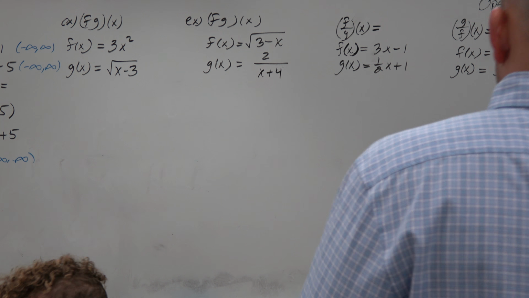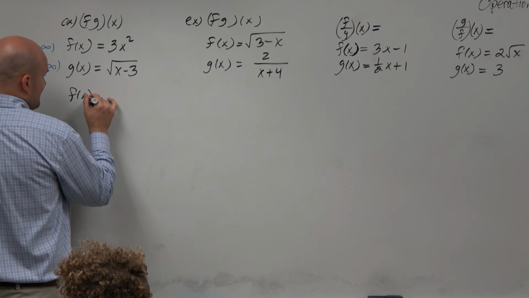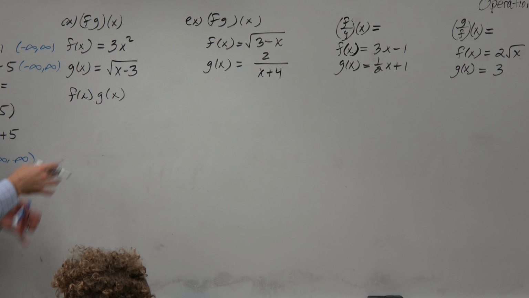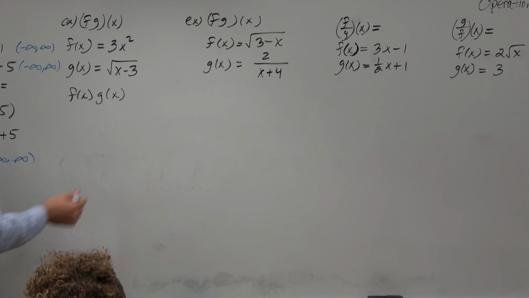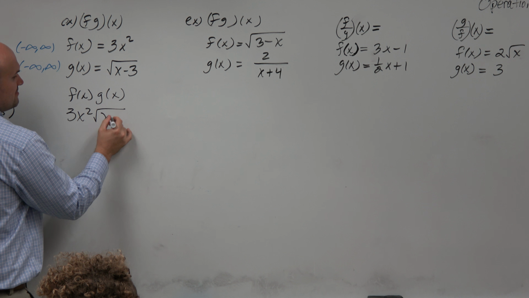So the next one is f of x times g of x. And guys, again, this is basically as simple as taking f of x and multiplying it times g of x. That's all that means. Take one function, multiply by the other function. So f of x is 3x squared, and you're going to multiply it times the square root of x minus 3.